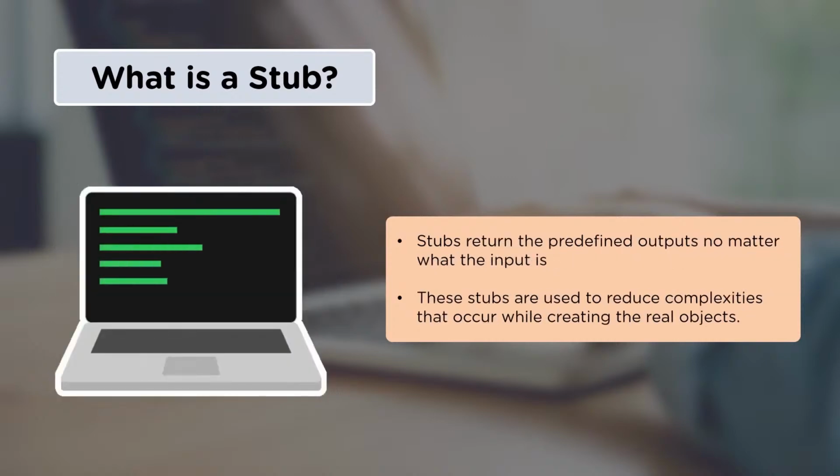Right, and stubs can return the specific output, whatever output you require, so that will be returned over here. Whatever inputs you provide, that is going to be processed by this, and the desired output will be provided to you. Now these stubs are used to reduce the complexities that occur while creating the real object. So whenever we talk about stubs, we talk about the implementation. This is where the complexities get reduced when we talk about the replication or the mocking of the real objects.